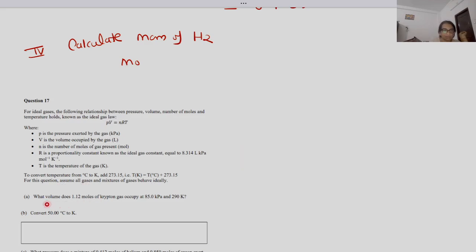Now solve question number 1. What volume does 1.12 moles of krypton gas occupy at 85.0 kilopascal and 290 Kelvin? What is given here? Two values are given, the pressure and temperature, and they are asking about the calculation of the volume.